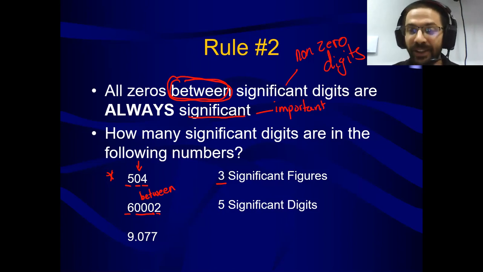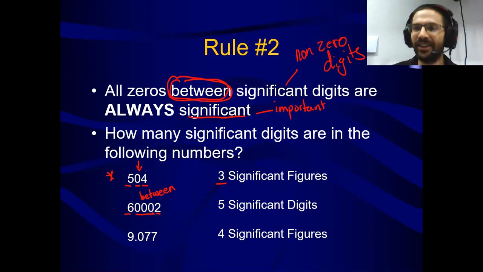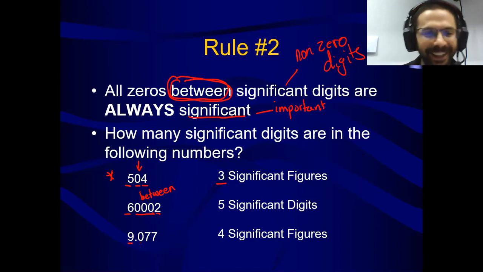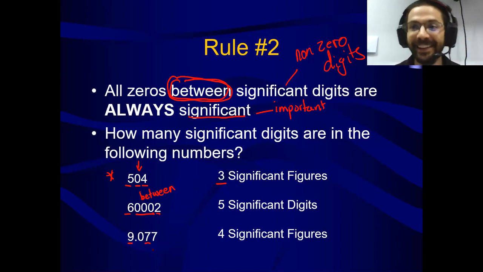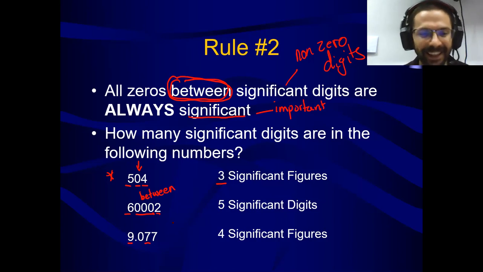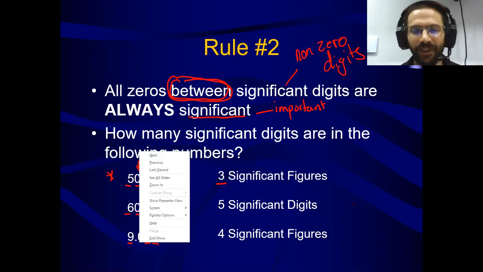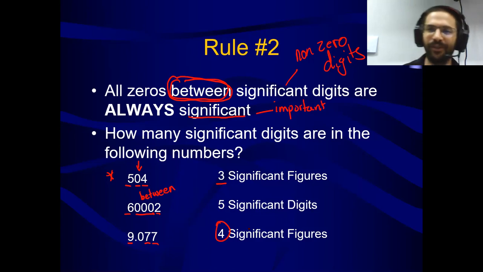All right, you ready, Teacher Ryan? Let's give them the answer. The answer is 4, right? The answer is 4 because is 9 significant? Yeah, non-zero. Is 7 significant? Yeah, it is. It's not 0, so it is significant. And then we have a 0 between significant digits, so this 0 is significant. Therefore, we have an answer for significant figures.